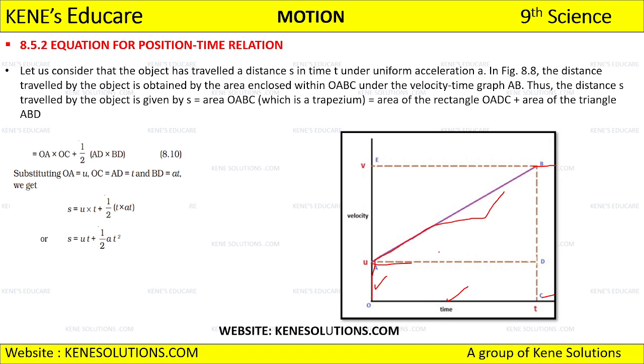So we are going to substitute u as OA and OC as AD, which is equal to t, and BD is acceleration into time. So you get the formula over here as s is equal to ut plus half at square. It's just that you need to go through the graph that has been given very properly. Otherwise it will become difficult for you.